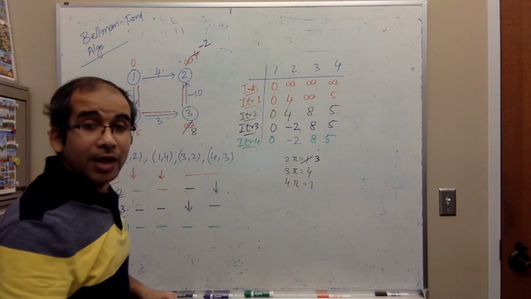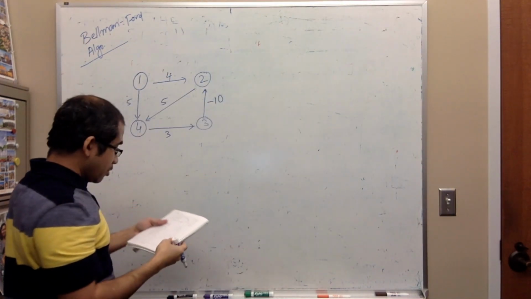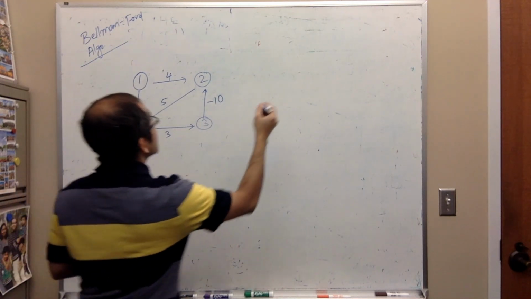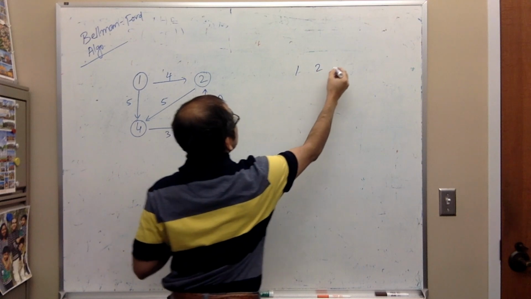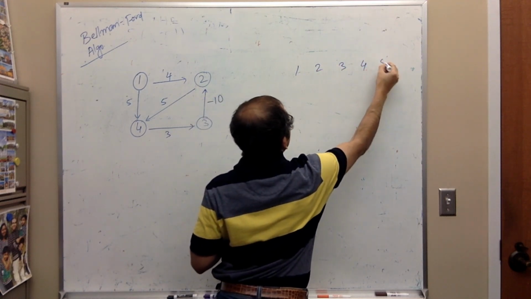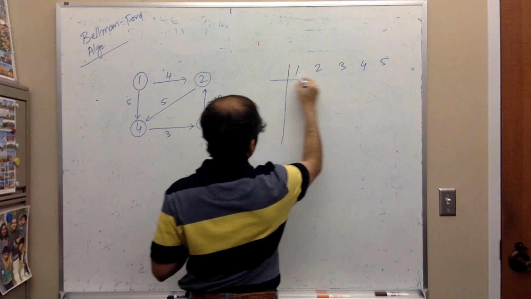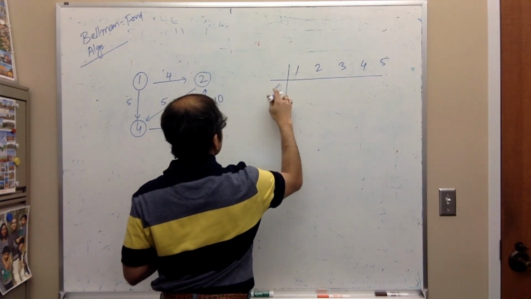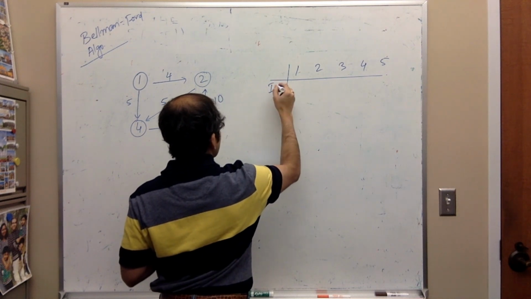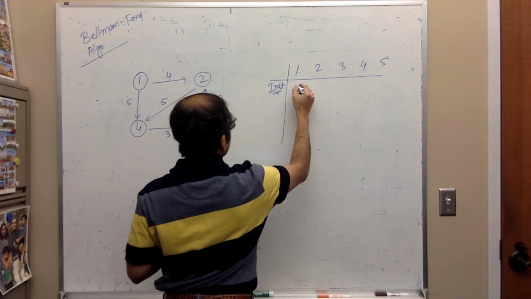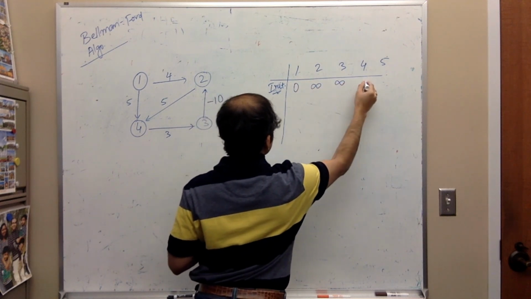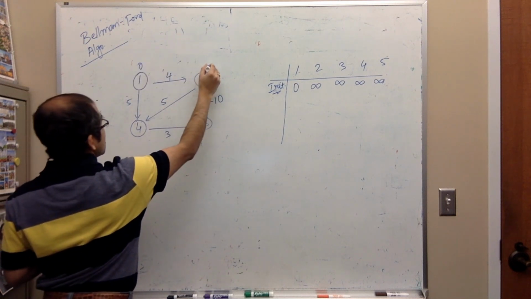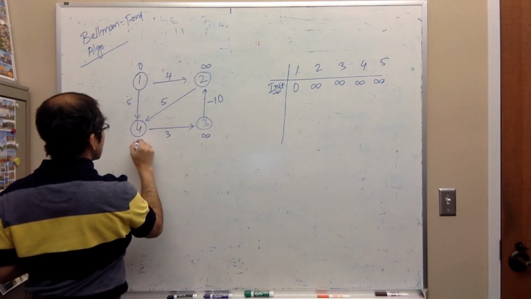I want to show you another example. So this is the new graph, and we will do the Bellman-Ford algorithm over this. Let's write 1, 2, 3, 4, and 5. This is the distance estimate matrix, and as you know, initially, sorry, this is initialization. 1 is 0 and the rest are infinity.